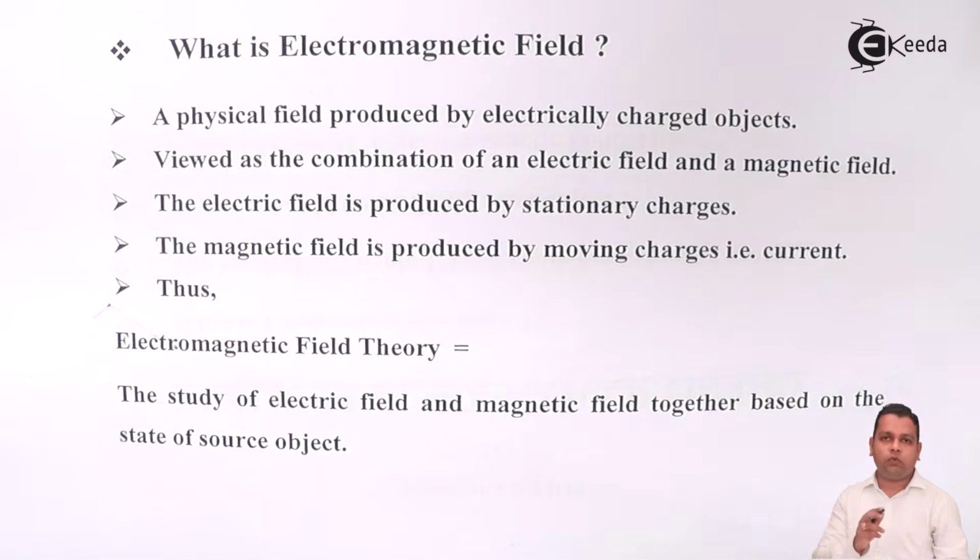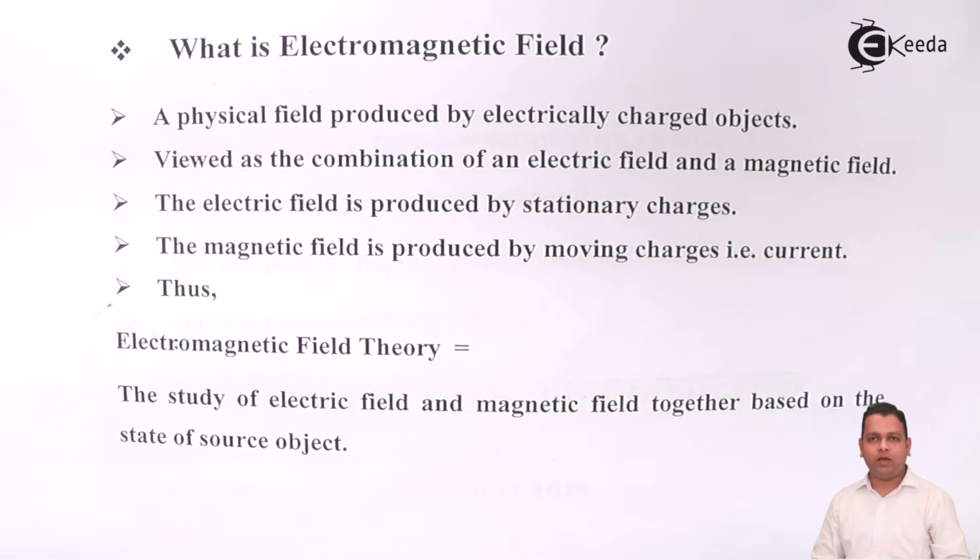As the cause for both electric field and magnetic field is the same, it is necessary to study both the fields together. We term it electromagnetic field. Hence, electromagnetic field theory can be defined as the study of electric and magnetic field subject to the state of the source.